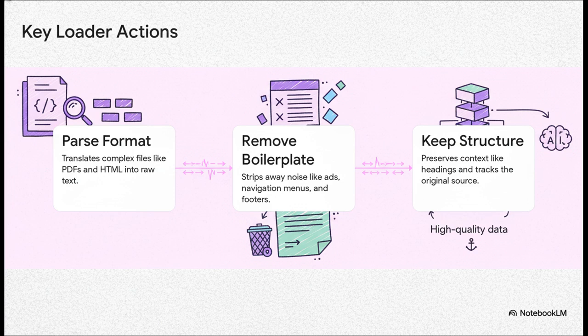Second, it removes boilerplate, and this one is huge. Think about any website. You've got navigation menus, ads, footers, cookie pop-ups. All of that is just noise. A good loader strips away all that junk, leaving only the actual content. And finally, it keeps structure and source. It takes note of things like headlines or lists, and crucially, where the info came from. That context, it's absolute gold for your AI.